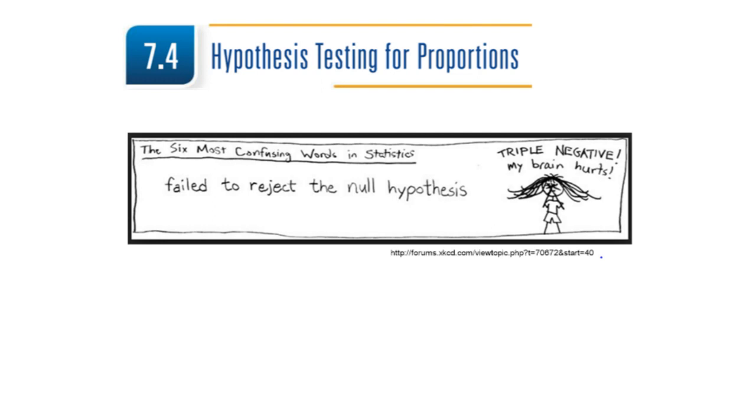Triple negative. All right, so this section is going to work the same way as 7.2 and 7.3 as far as setting up hypothesis testing, but this time we're going to use proportion stats because we're going to have proportions, but everything else will work the same way.